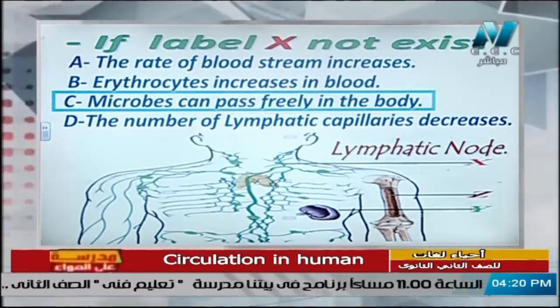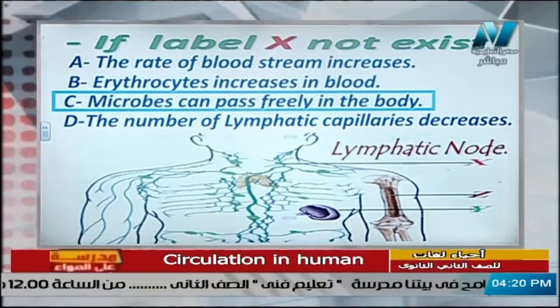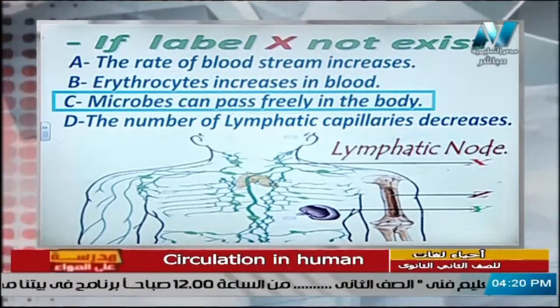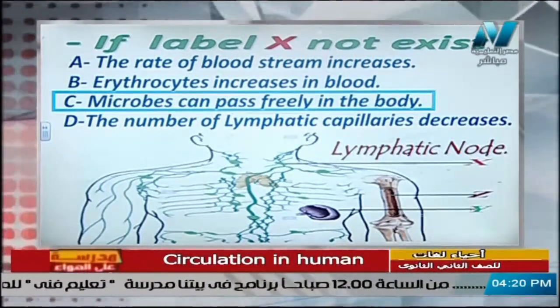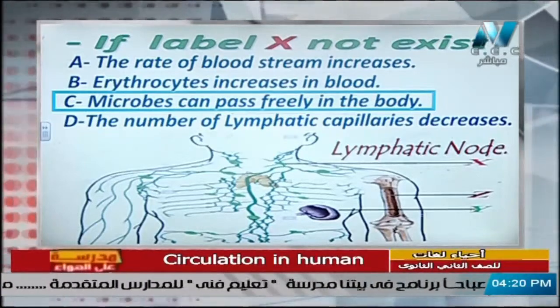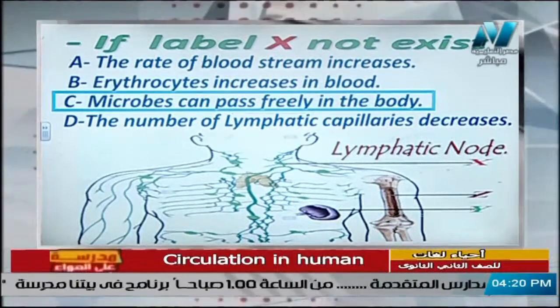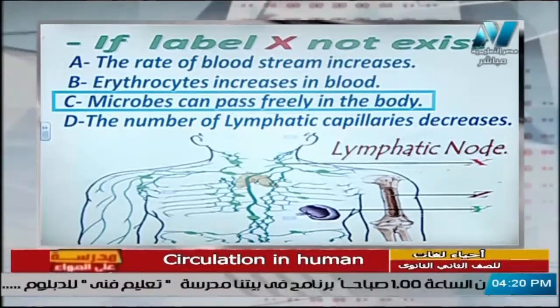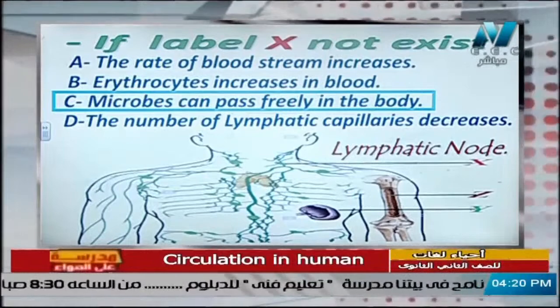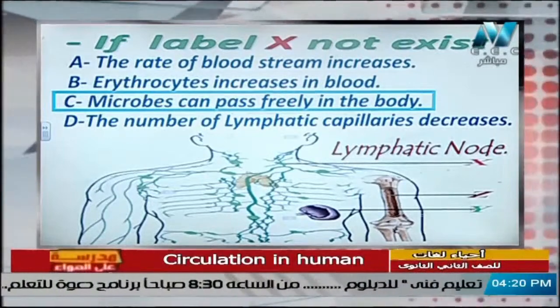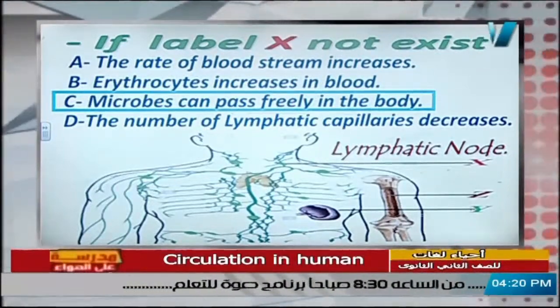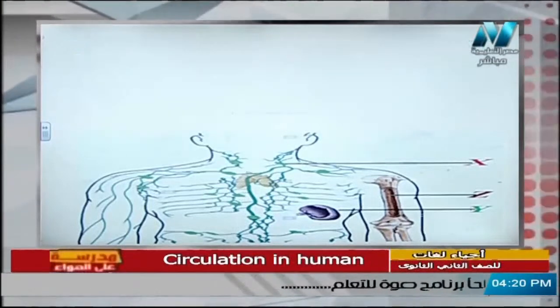اكيد الميكروبس هتعيش براحتها خالص، لان from the functions of the lymphatic nodes, it contains a large amount of white blood cells. خلي بالنا نمبر بي بيقول لي erythrocytes، والerythrocytes اللي هي red blood cells، كرات الدم الحمراء. طبعا ملهاش علاقه بالموضوع هنا خالص in the lymphatic system.